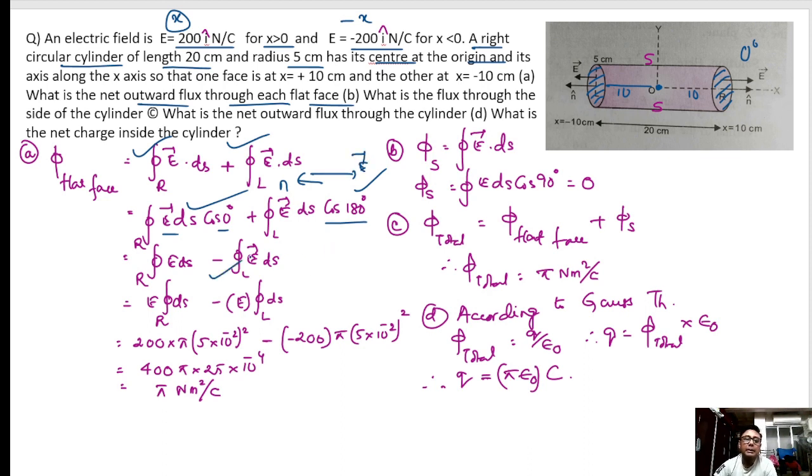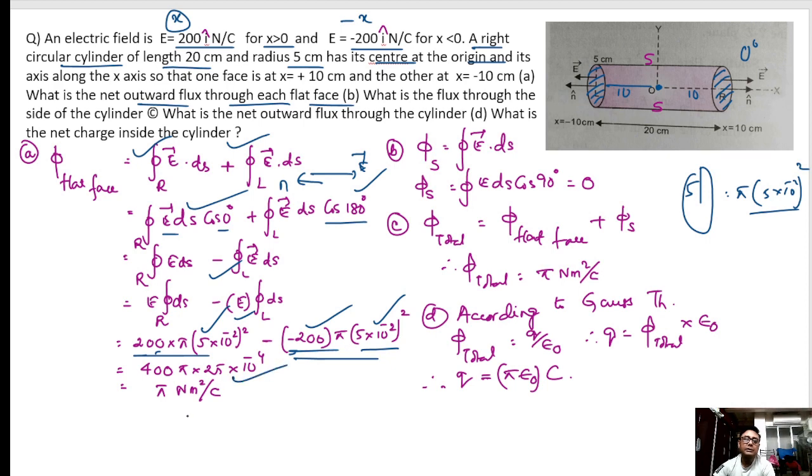So here we will take minus E, the value of E is given to us, and area of the circular plate, radius 5 centimeter, is pi into 5 into 10 to the power minus 2 whole square. So this is the area ds, this is the E part, and on calculation we get this.